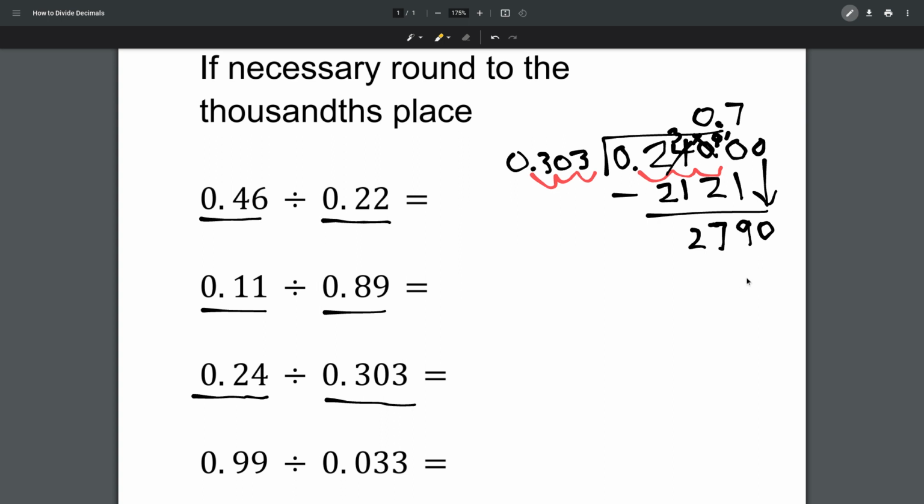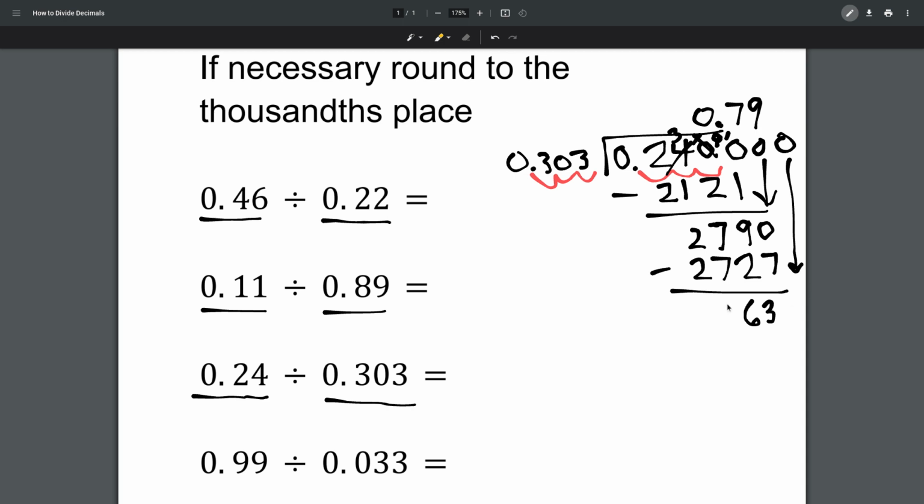So how many times does 303 go into 2790? Well, if we do 9 times 303, 9 times 300 is 2700. 9 times 3 is 27. So we'd get 27, 27. And if I'm looking at the end part, the beginning parts are the same. 90 minus 27 is 63. Okay. Does 303 go into 63? No. So, but we'll bring down another 0 here.